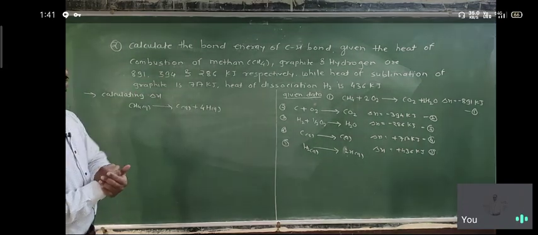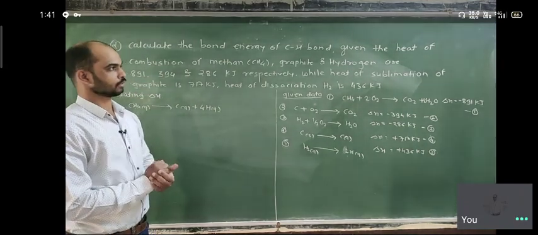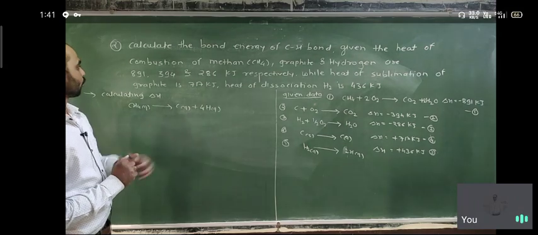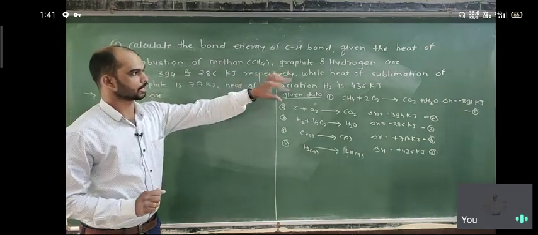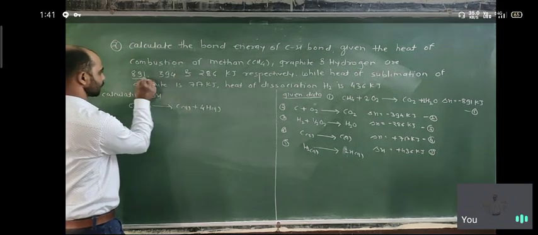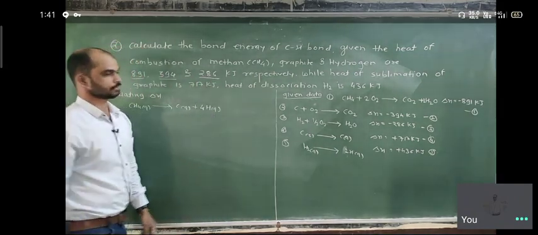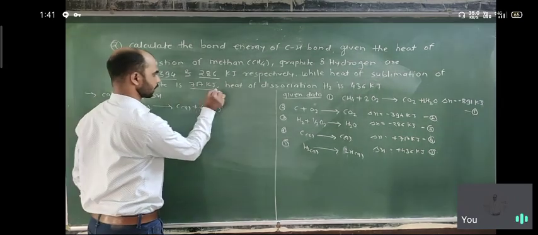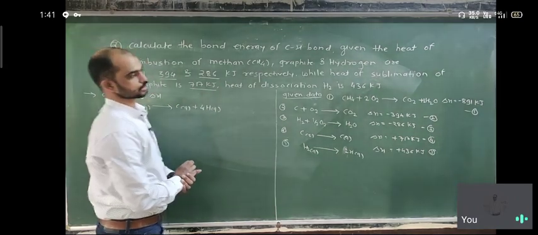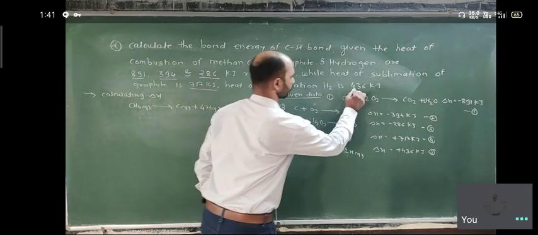Calculate the bond energy of the CH bond. Given heat of combustion of methane, graphite and hydrogen, the three values are given respectively, while the heat of sublimation of graphite is 17 and the heat of dissociation of H2 is given again, 436.